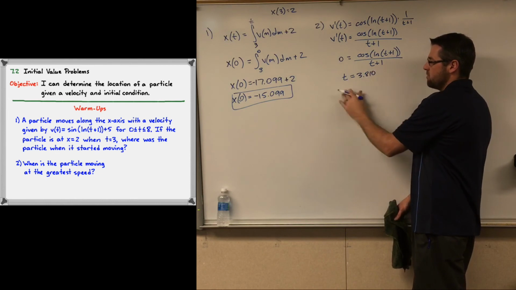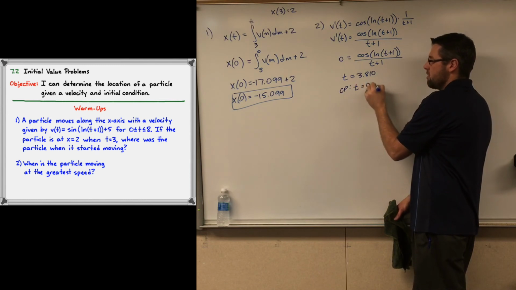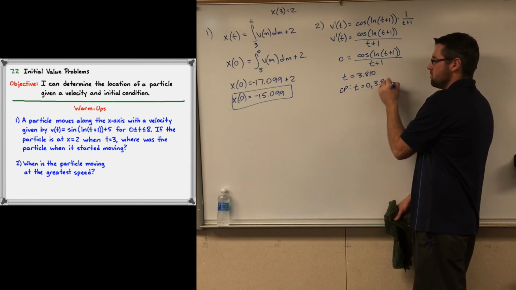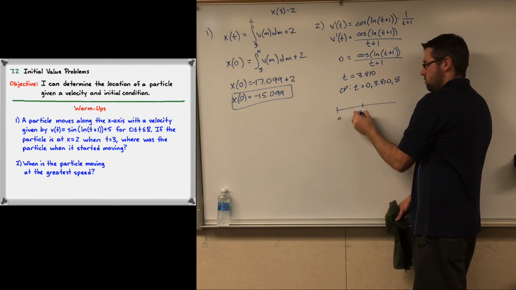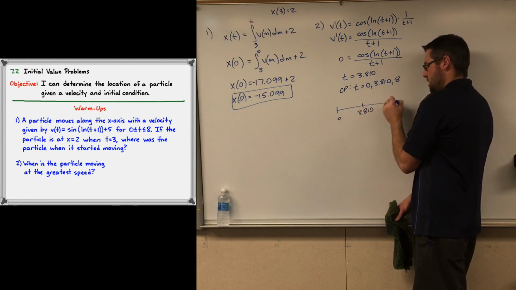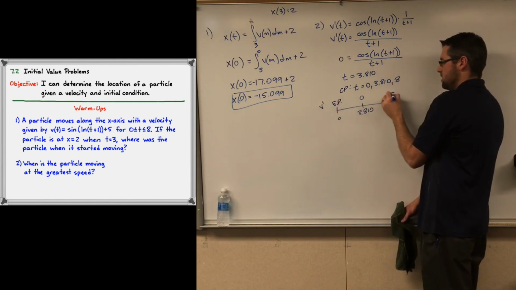So is that the only one? Okay, so we want critical points. Critical points are when what? T equals 0, 3.810, 8. So we'll set up the number line, 0, 3.810, and 8. This is when v prime is 0, or acceleration is 0. This is endpoints. This is endpoints.